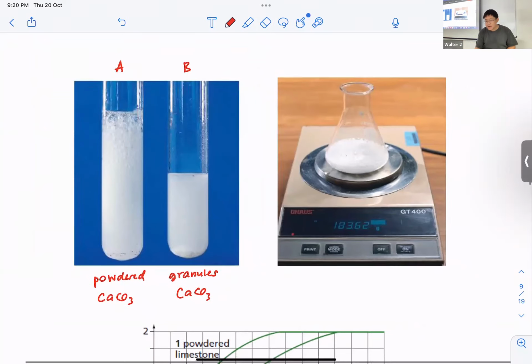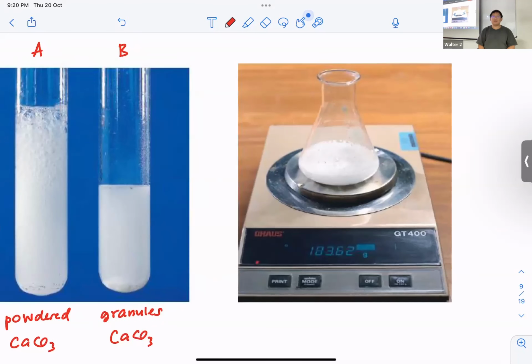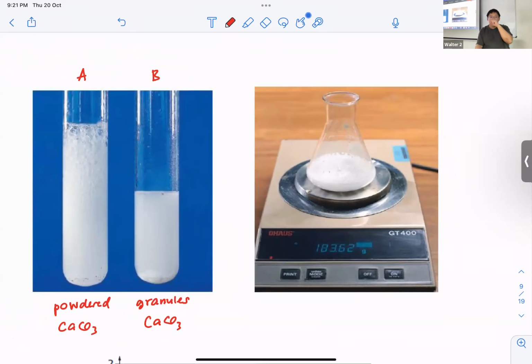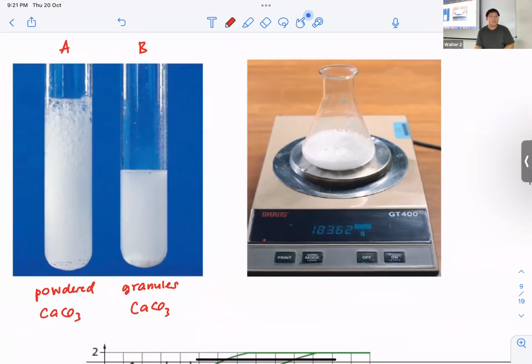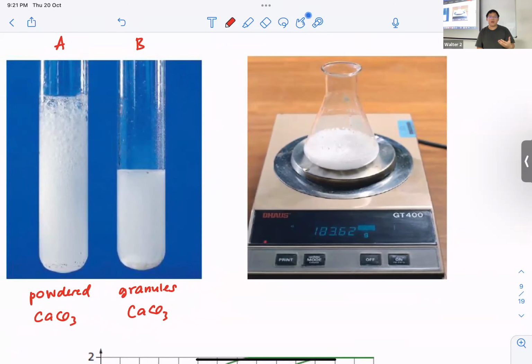On the right side, I just want to show you that besides looking at the bubbles, we can also measure the mass loss of reactants to check or to measure the rate of reaction. So the faster the mass loss, the faster the rate of reaction. The slower the mass loss, the lower the rate of reaction. You understand? The faster the mass loss, the higher the rate of reaction. The slower the mass loss, the lower the rate of reaction.